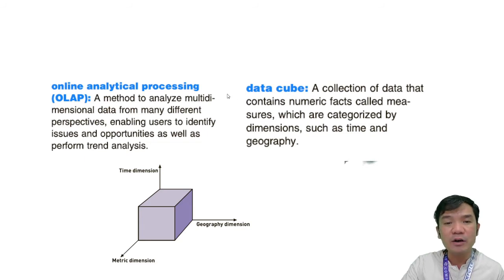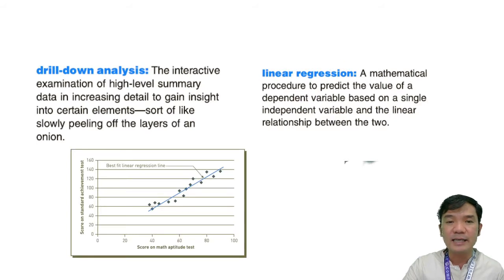Okay, so the online analytical processing, later maybe. Second, we have the drill down analysis, which is what I'm supposed to give as an example of a concept related to online analytical processing. We have the drill down analysis. Actually, we also have a drill up analysis. Drill down analysis is the interactive examination of high-level summary data in increasing detail to gain insight into certain elements, sort of like slowly peeling off the layers of an onion.